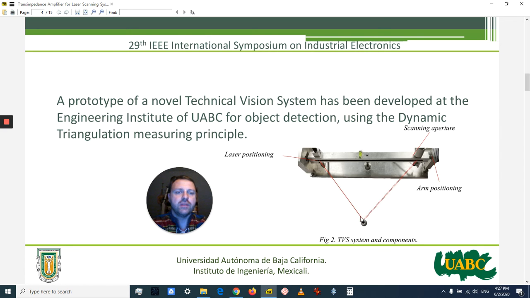By forming this triangle and measuring these two angles, the distance is known from the structure. You can determine exactly the 3D point of this reflected laser point. This principle we call dynamic triangulation, because we are dynamically moving the laser positioner and dynamically scanning the reflected laser point using the scanning aperture.